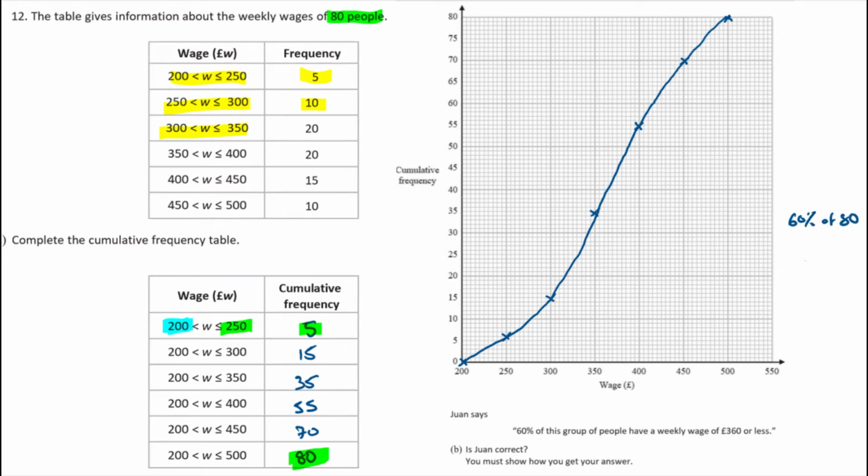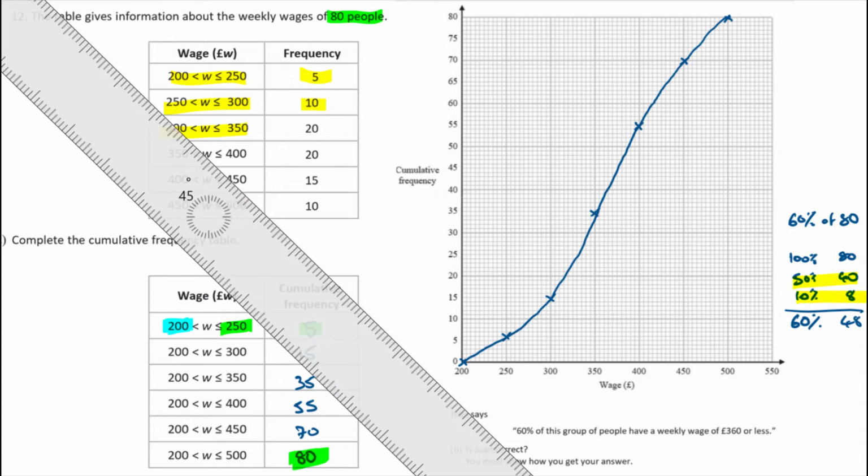Okay, what's that then? 100% of 80 is 80. 50% is going to be half that, it's going to be 40, and 10% is going to be 100% divided by 10, isn't it? It's going to be 8. So then 60% is going to be that one and that one added together, isn't it? 50 and 10 make 60, so 40 and 8 make 48. So 48 is what I'm looking up on my cumulative frequency.